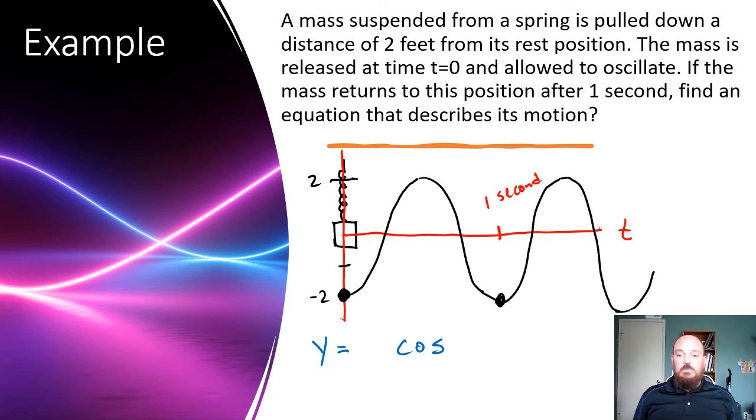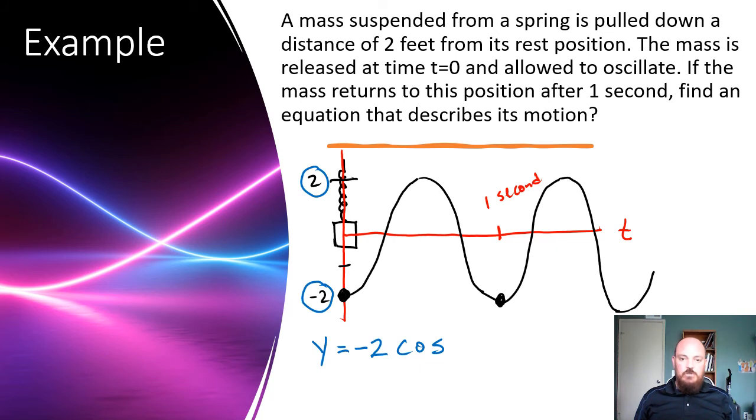Now, let's start with amplitude. First thing I notice is that this graph is going up to +2 and down to -2. So my amplitude is going to be 2. But we have to make one more change to that. Cosine doesn't normally start at a negative number, like -2. It normally starts at a positive number. So if this were just 2 cosine of something, it wouldn't be starting 2 feet below rest, it would be starting 2 feet above. So I'm going to make this a -2 instead of a +2.